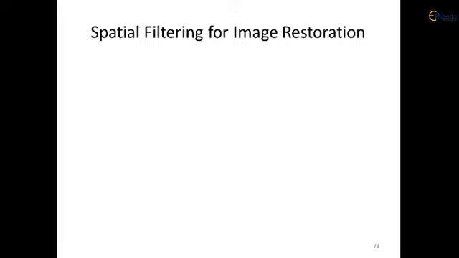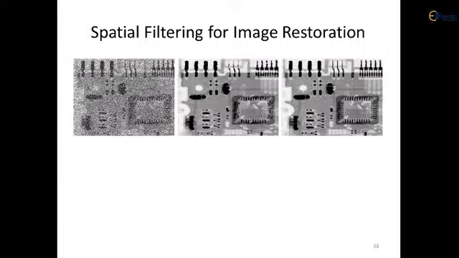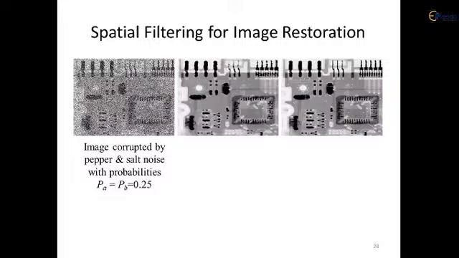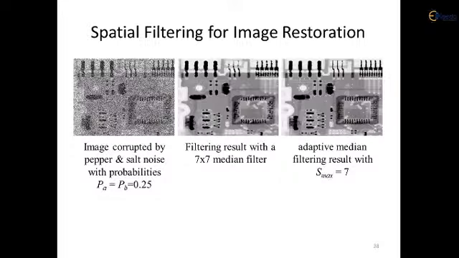So finally, the example to see the visualization effect of this adaptive median filtering operating on the noise affected image. Here we have three images. The first image is corrupted by pepper and salt noise. The probabilities are 0.25. Then when such an input image is filtered by the median filter, simply a median filter, not the adaptive type, we get the result shown in the middle. And when it is the median filtering of the adaptive type, you get the result visualized in the third portion here.